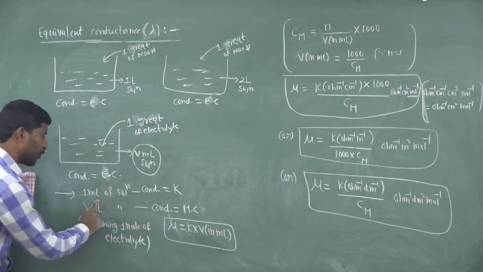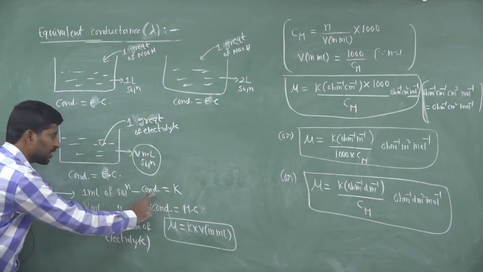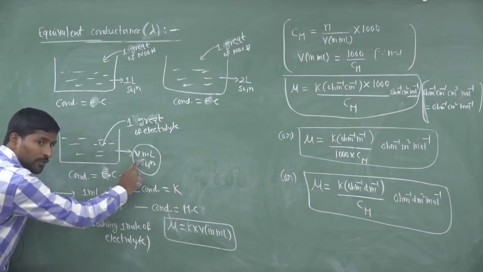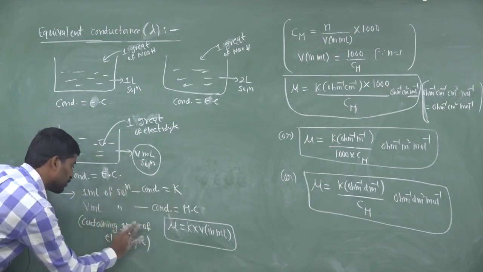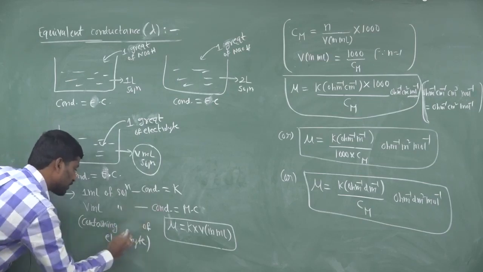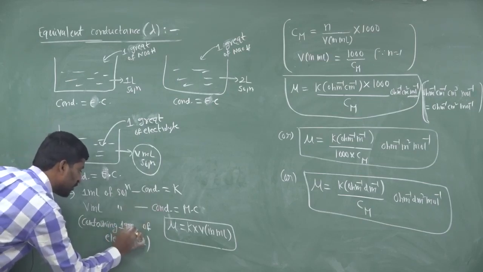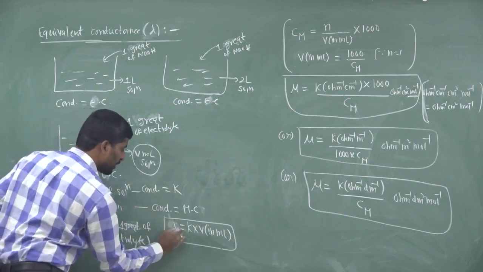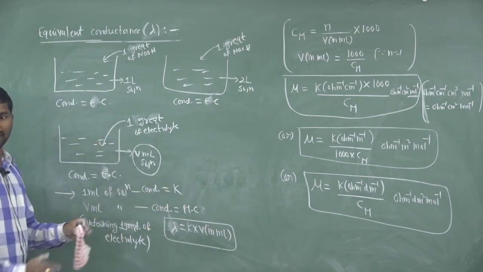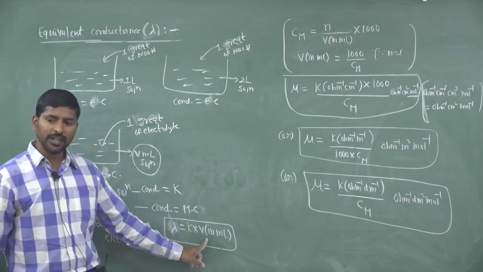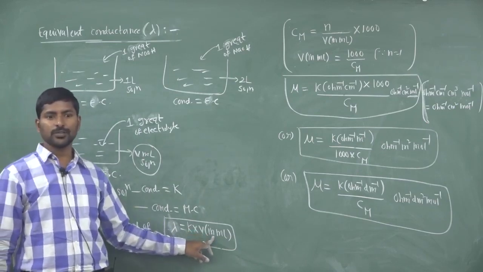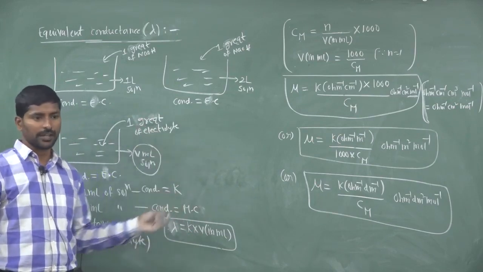Same only. If 1 mL of solution you take, its conductance is called specific conductance. Now what is the solution volume we are taking? V mL solution that contains how much electrolyte? 1 gram equivalent of electrolyte. Then its conductance is called what? Equivalent conductance. Same formula, but the difference is what? Here V mL solution contains 1 gram equivalent of electrolyte. Previously V mL solution contained 1 mole of electrolyte.